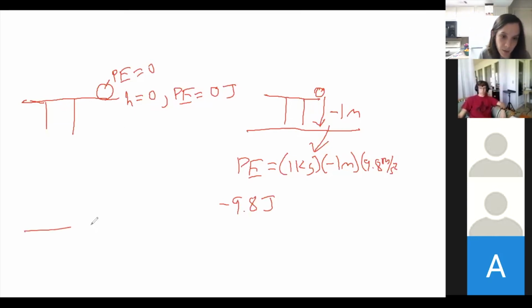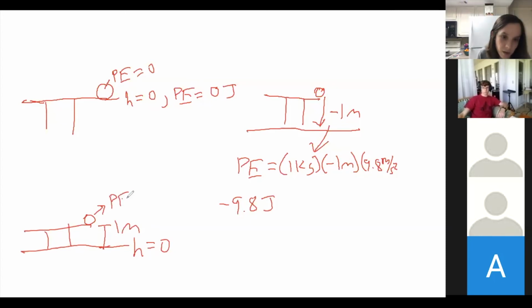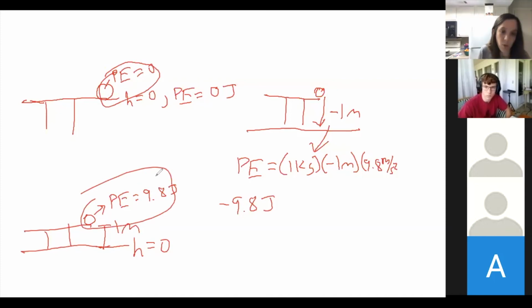But if instead we had what I showed you before, where the ground is height 0, then we would say that the ball right here has energy that's equal to 9.8 joules, because it's 1 meter off the ground, and we say that this is height 0. It's now 1 meter above that. So up here we say it's 0. Down here we say it's 9.8.